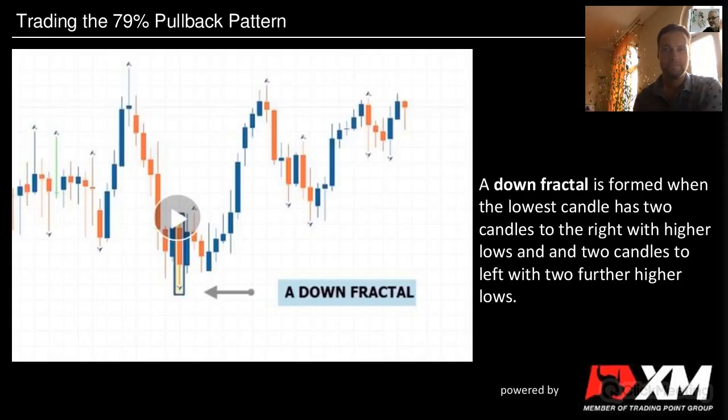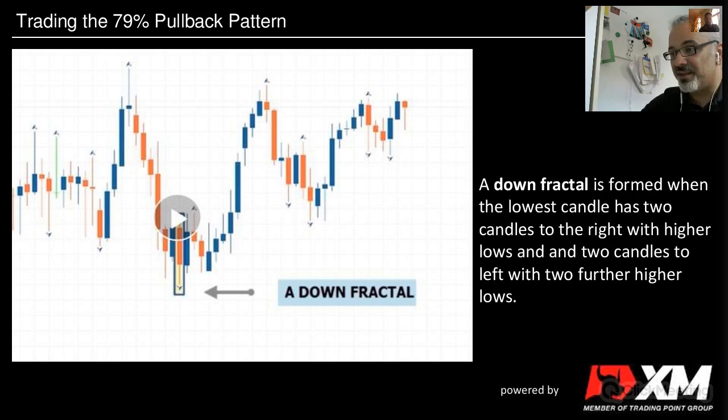A down fractal is the opposite. A down fractal is formed when the lowest candle has two candles to the right with higher lows and two candles to the left with two further higher lows. So absolutely opposite: the middle of the 5 candles, with the lowest low in the middle.